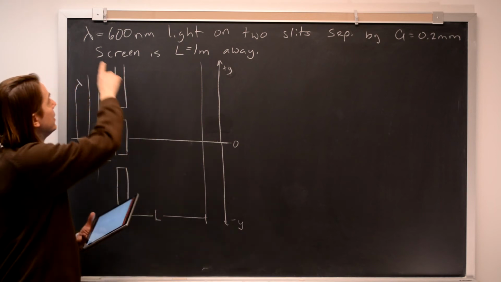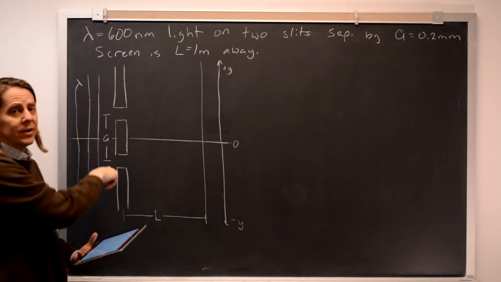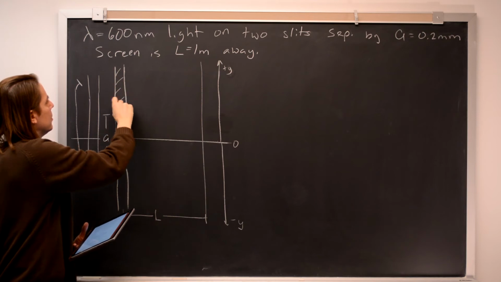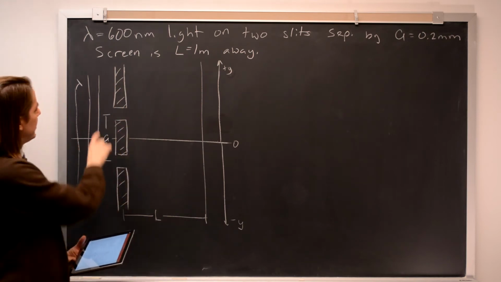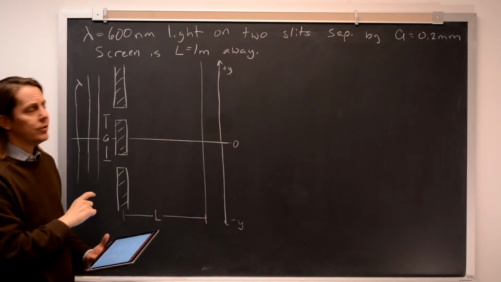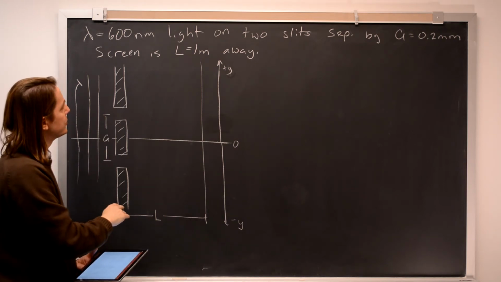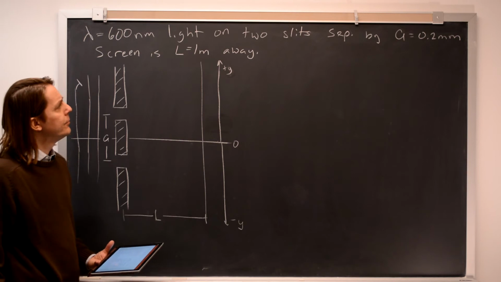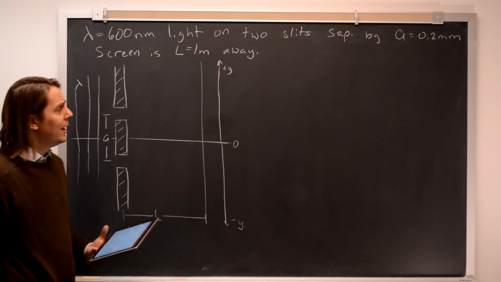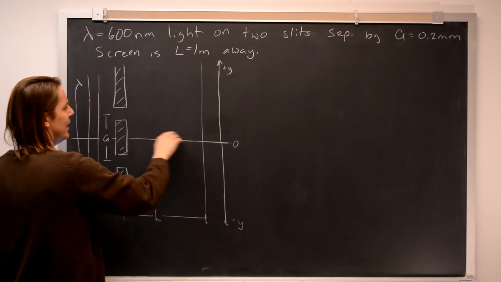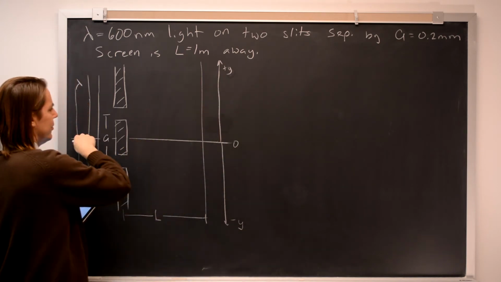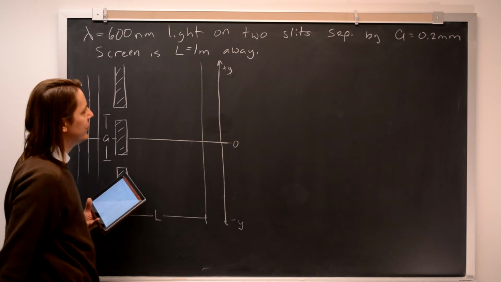We've got 600 nanometer light on a double slit setup. The separation of the slits is 0.2 millimeters. The screen is a meter away. And they start to question us. Let's say, for the intensity of light on the screen, we're going to set the origin of the y-axis on the optical axis through the middle of the slits.